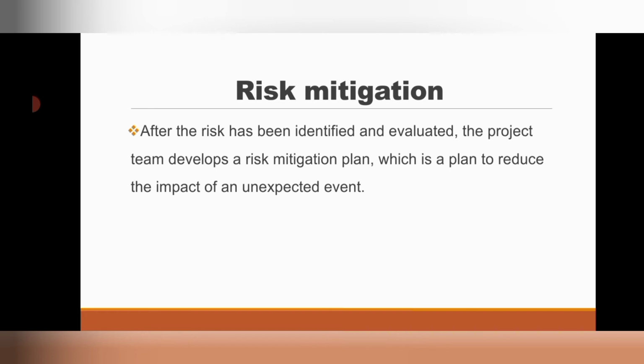So, what are some of the ways that can be used to mitigate project risk? There are possibly four ways of mitigating project risk, which are usually identified as the four T's. The four T's. Let us look into details about these four T's.